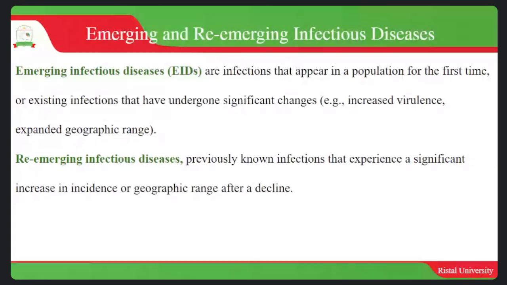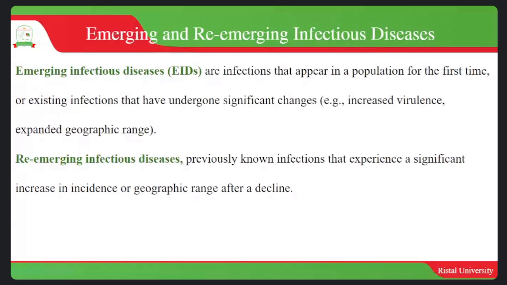So, emerging infectious diseases are infections that appear in a population for the very first time, or existing infections that have undergone significant changes. These infections are often caused by a new or previously unrecognized pathogen, or known agents that have spread to new geographical locations or new populations.